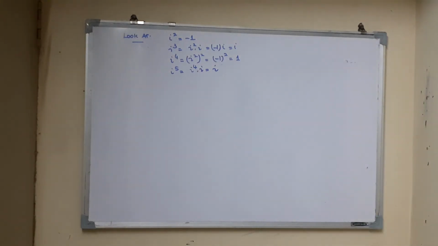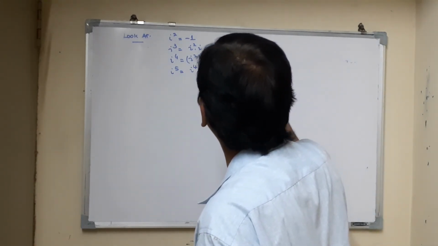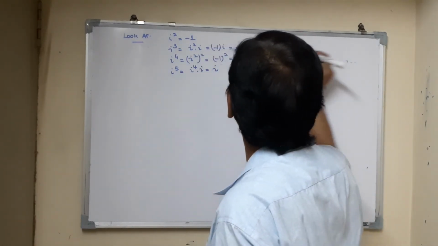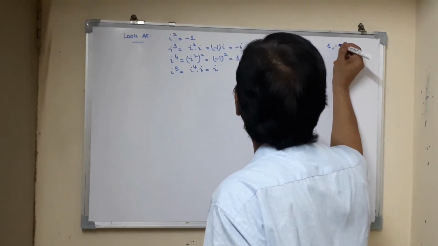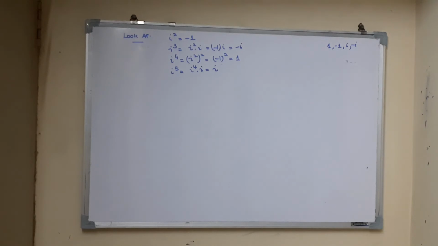If you observe, you will get i, minus 1, minus i, 1, and then it repeats: i, minus 1, minus i, 1. That's what you have.